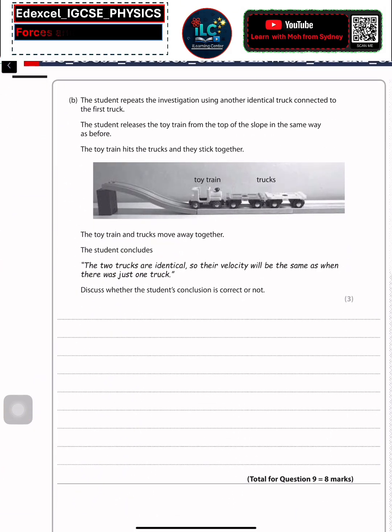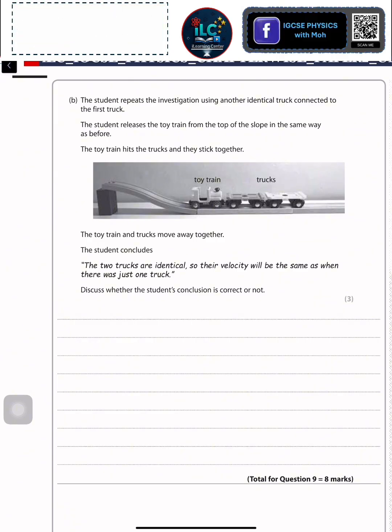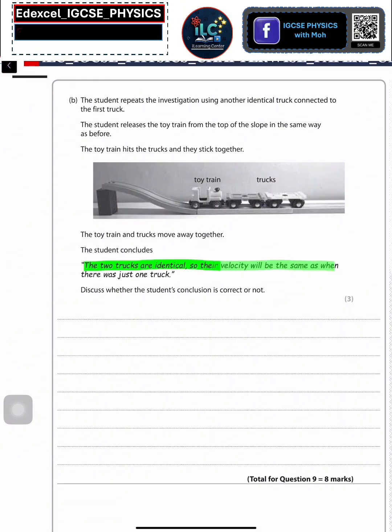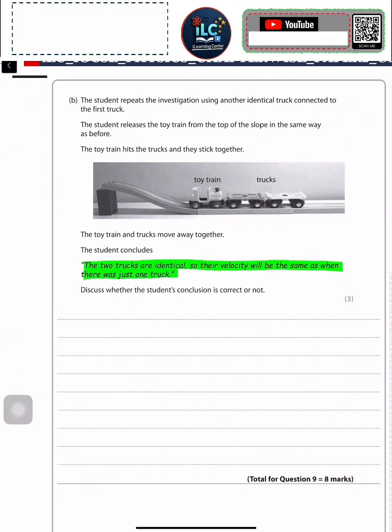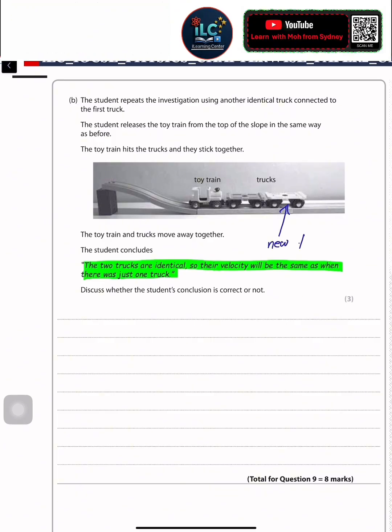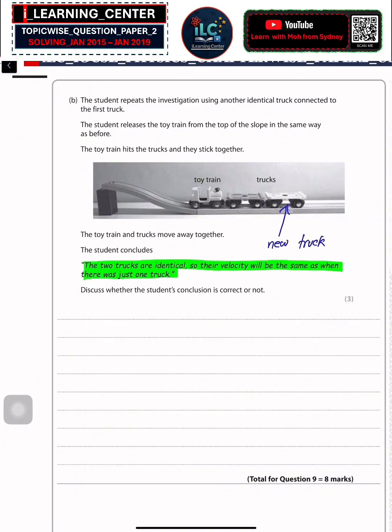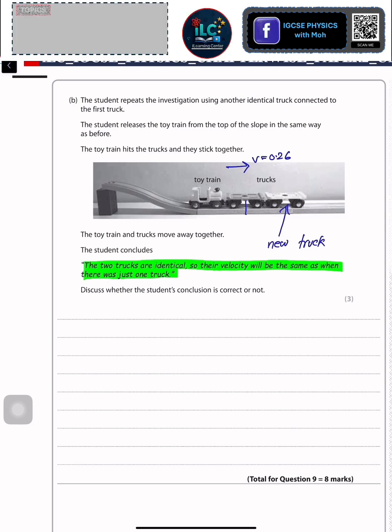Now, if I come to part B, it says, and this information is important to read, that the two trucks are identical, so their velocity will be same as when they are just one truck. So now when they are doing the experiment, what they have done is they have introduced a new truck. Previously it was moving with a velocity of 0.26. Now with the addition of this new truck, you will have the same velocity.